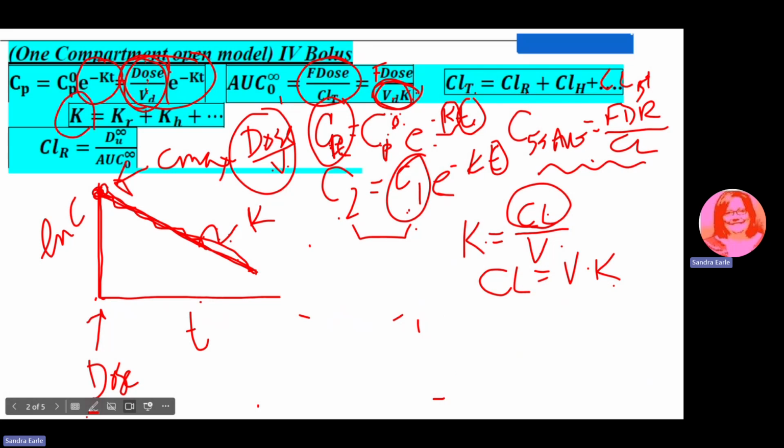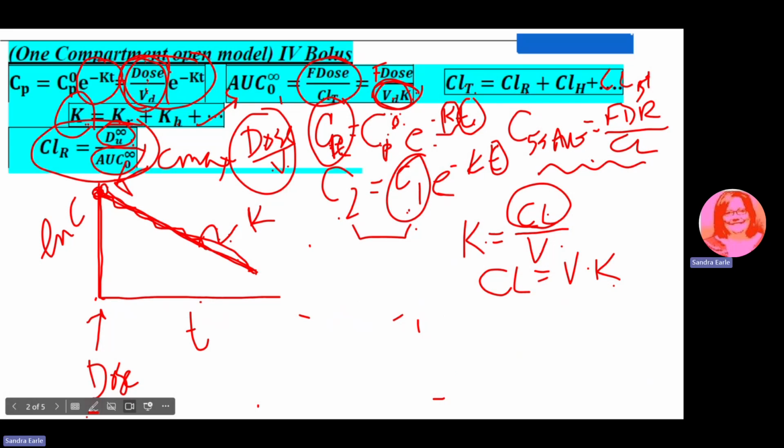Same thing with elimination rate constant. That's a conglomeration of your renal elimination rate constant, your hepatic elimination rate constant, and whatever other organ elimination rate constant. You can just add those up. This is an equation that maybe Dr. Basu uses. I don't usually use it in this course, and it's basically the amount of drug in the urine. It's just a rearrangement, actually, of this equation, specifically for renal clearance.